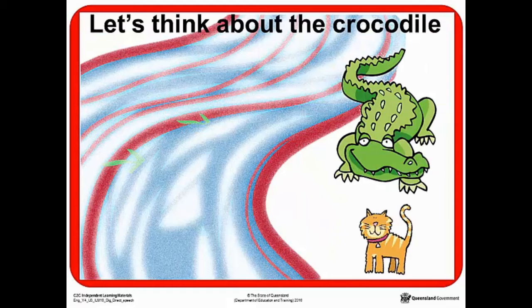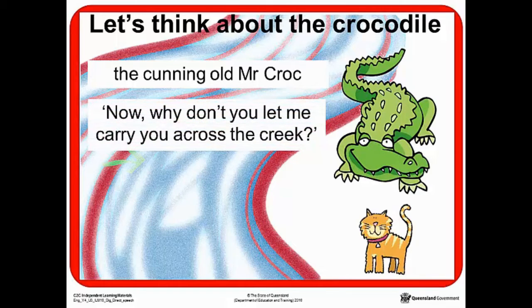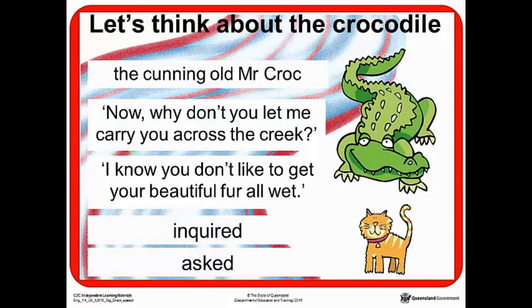Let's have a think about that crocodile. We're going to call him the cunning old Mr. Croc. That word cunning means sneaky or sly. It's letting us know a lot more about Mr. Croc. He's cunning and he's old. We can add some direct speech. "Now, why don't you let me carry you across the creek? I know you don't like to get your beautiful fur all wet." And he is going to inquire about or ask this.